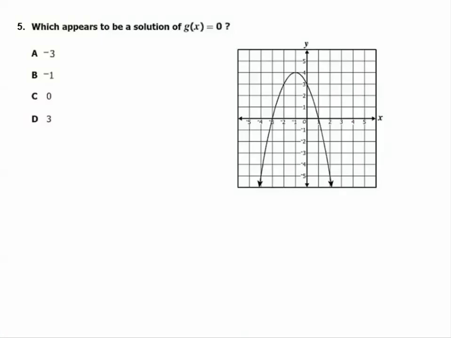And finally, our last example, number 5, which appears to be a solution of the graph g of x equals 0. Now they've given us a graph. Remember that solutions are the same thing as x-intercepts. So if they give you a graph, you're just looking for the x-intercepts. One of them is there, the other one is there. I've got -3 and I've got 1. Well, which of those is one of our answer choices? I see my first answer choice is -3. That's one of them, and there it is.